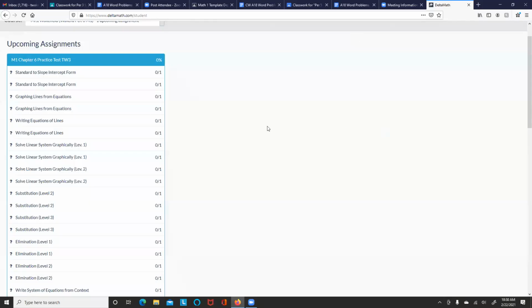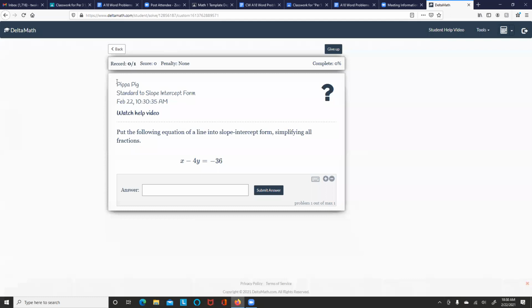All right, guys, so here's the Delta Math that you should be in now. And like I said, I'm going to do the first problem, you're going to do the second problem. I'm going to do the next problem, you're going to do the next problem. So I'm going to do one with you, okay? So let's look at number 1 here. Standard to slope intercept form. Is this the right one? Yes, this is correct. Okay.